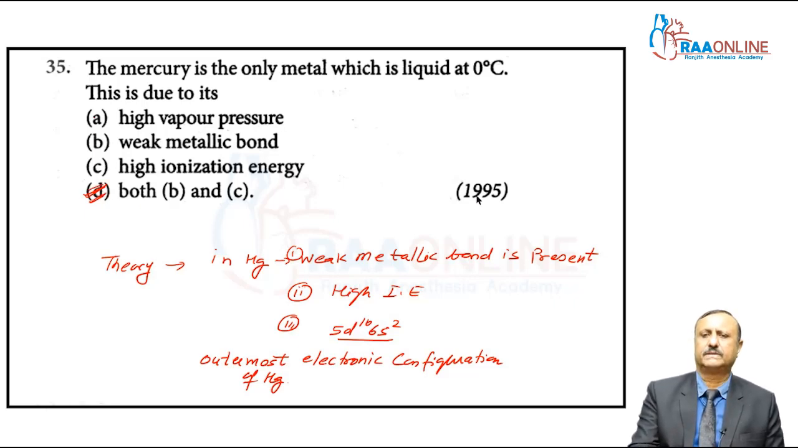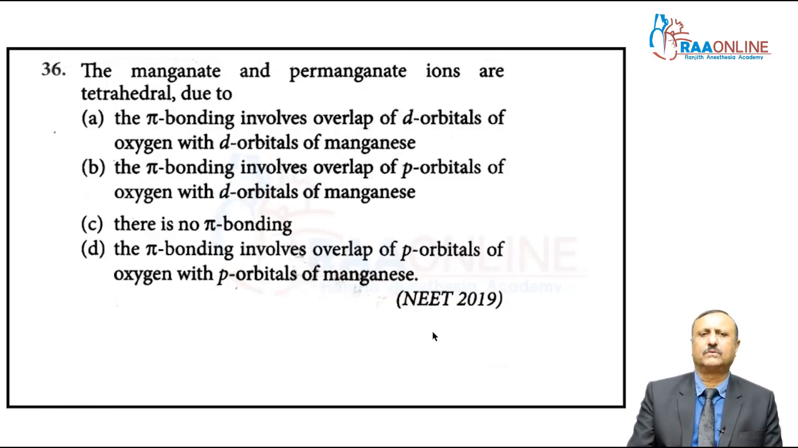Question number 35 was asked in NEET 1995. Now, my dear students, we can go to question number 36. The manganate and permanganate ions are tetrahedral due to.